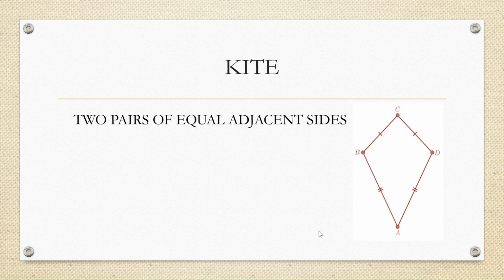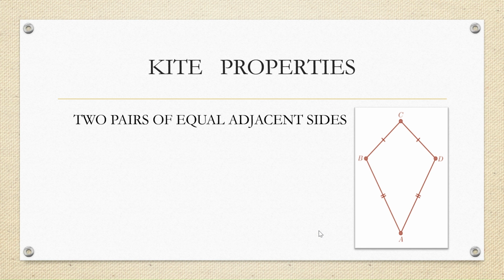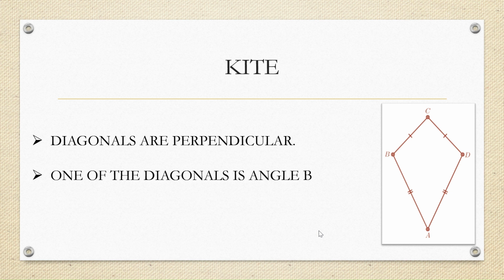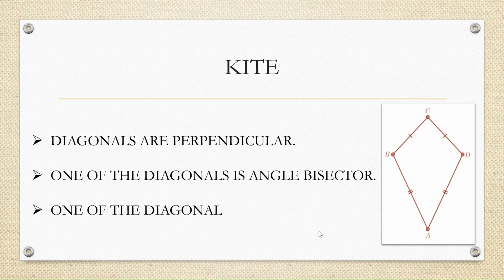In the same way, BA and AD are also equal in length. So these two are different from the length of BC and DC. Those two have got a single dash, and AB and AD have got a double dash on those sides. Now the properties of a kite: diagonals of a kite would be perpendicular to each other. One of the diagonals is the angular bisector and one of the diagonals bisects the other diagonal.